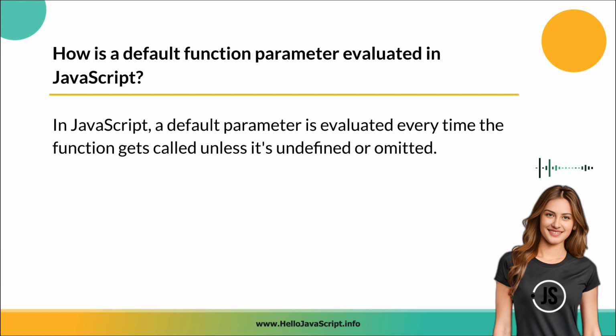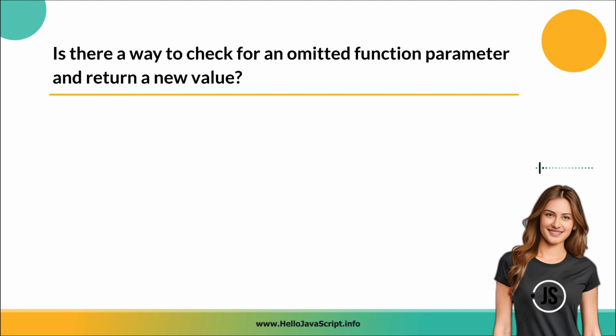This is the correct way to answer this question. In JavaScript, a default parameter is evaluated every time the function gets called unless it's undefined or omitted. Let's move on to the next question. Is there a way to check for an omitted function parameter and return a new value?